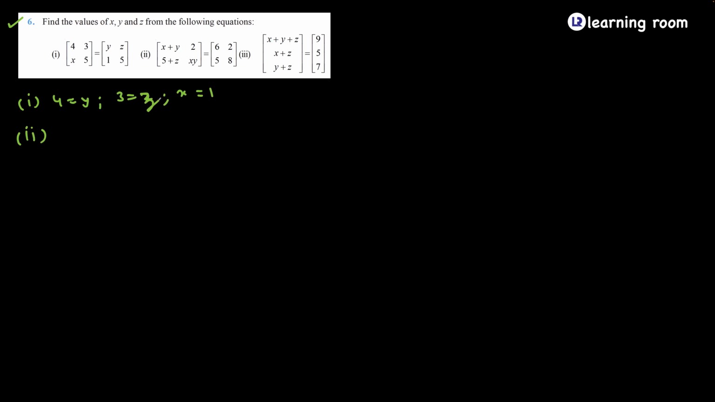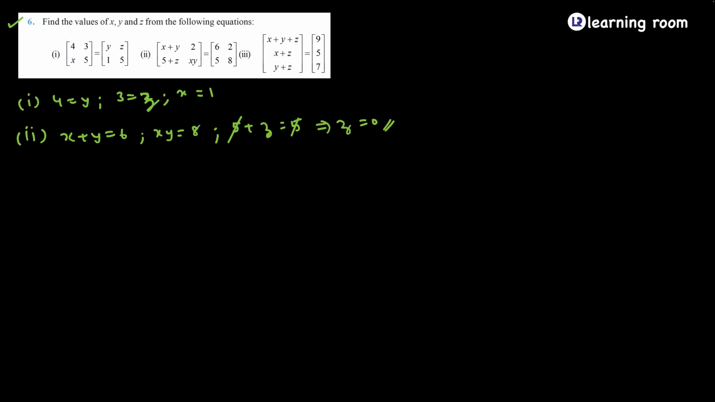Okay. Similarly, if I take the second question, x plus y is 6. Similarly, xy is equal to 8, and 5 plus z is equal to 5. So 5 and 5 will get cancelled, which implies z is equal to 0. Is the point clear? So z is equal to 0. X plus y is equal to 6, xy is equal to 8.